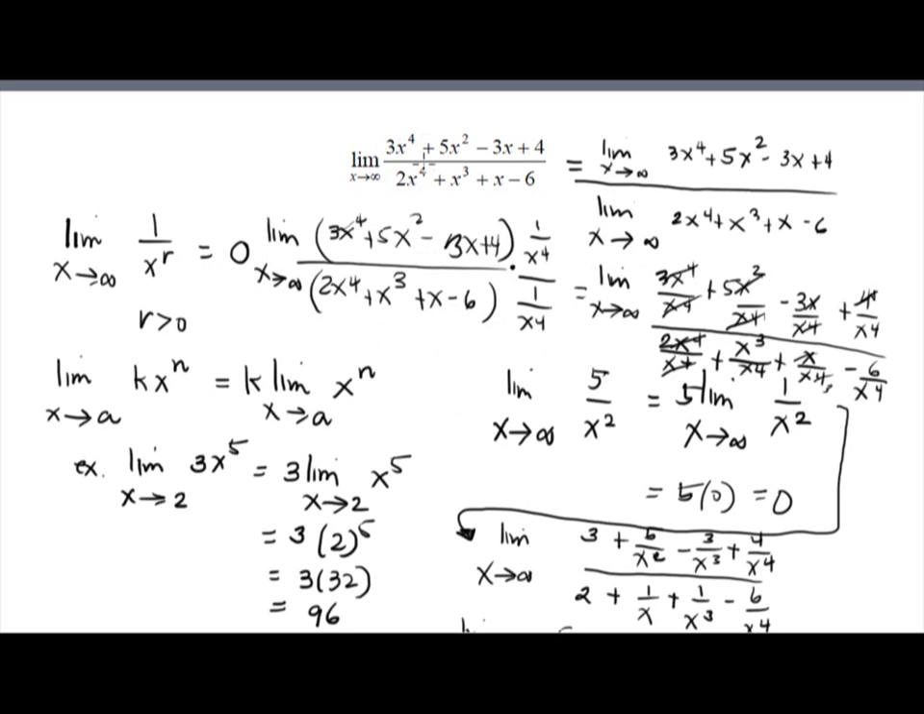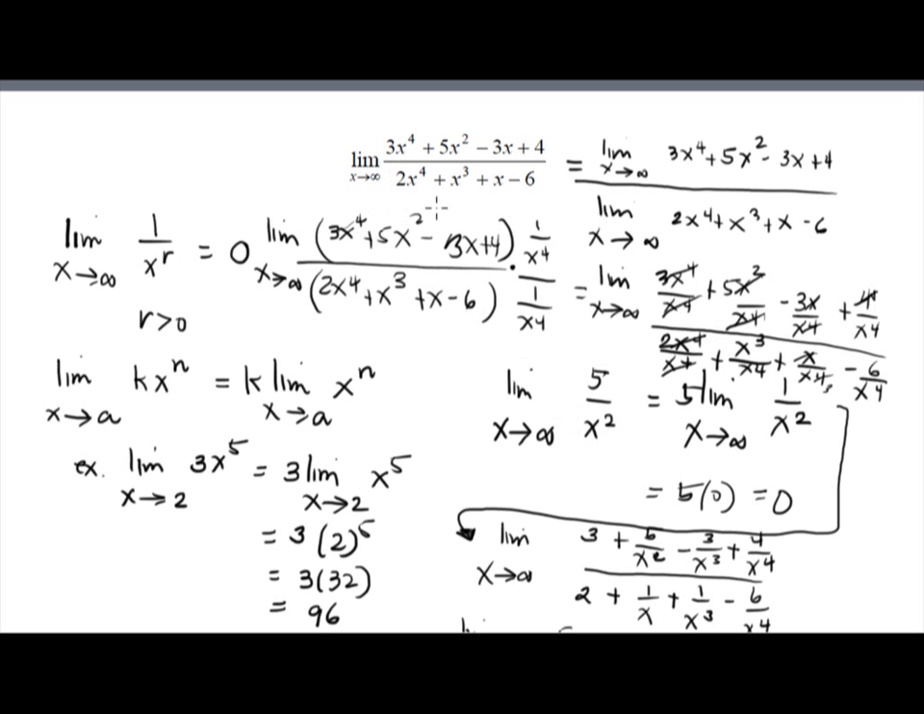Okay? When the degrees are the same, then all you have to do is get the leading coefficient of the numerator divided by the leading coefficient of the denominator. So without going through this very long computation, the limit of this as x approaches infinity is simply 3 over 2.